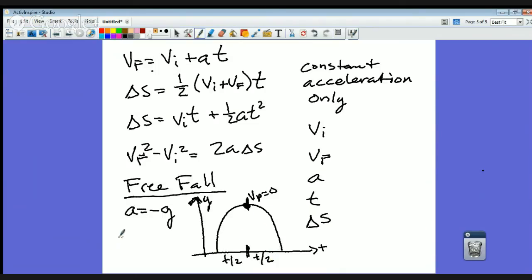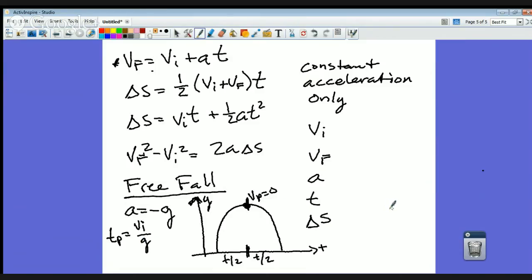We had a few equations that we worked out. Since we know that a is negative g and the velocity at the peak is 0, if you want to find the time it takes to get to the peak, you can use this equation here, and you just rearrange it a little bit, and you get the initial velocity over g, the acceleration of gravity. So that's a good equation to know.